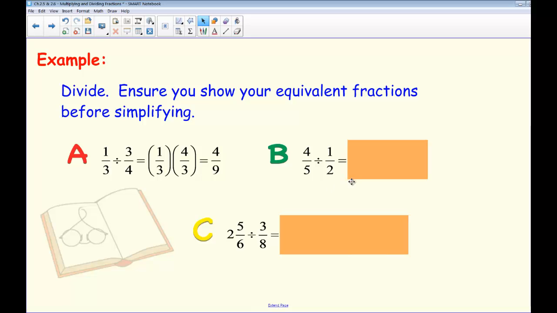In question B, 4/5 divided by 1/2. I flipped the second fraction to 2/1. So I've rewritten it as 4/5 times 2/1. I multiply the top by the top, I get 8/5.